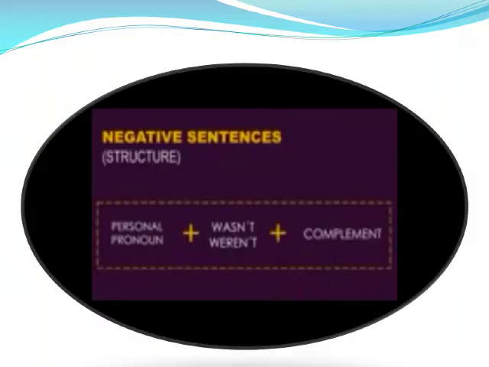Next, we are moving towards the structure of the negative sentences. Just like we did in the affirmative sentences, firstly we use personal pronouns, but now we are learning about negative sentences. Then we must use was not or were not. And in this type of sentences we use wasn't or weren't, which are actually the contractions of was not and were not. And then at the end comes the complement of the sentence.